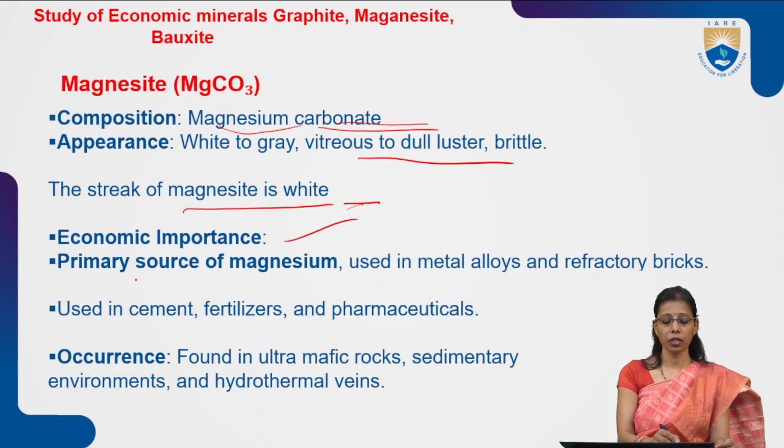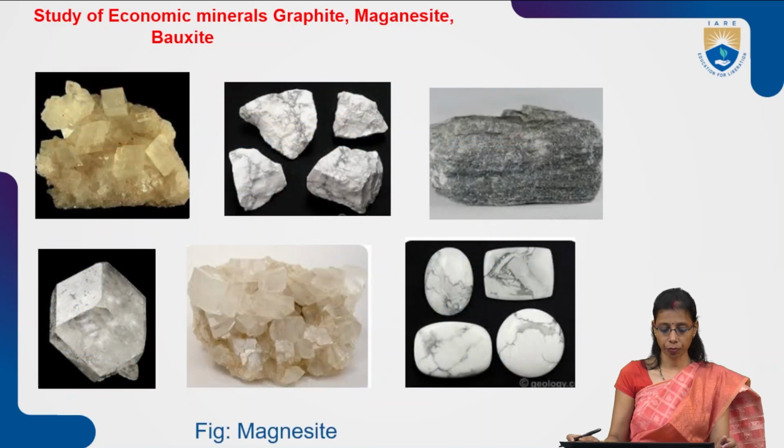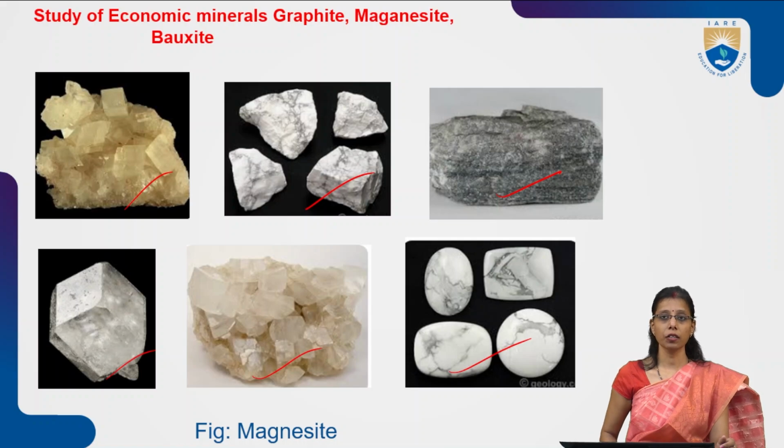Economic importance: it is a primary source of magnesium, used in metal alloys and refractory bricks, and used in cement, fertilizers and pharmaceuticals. Occurrence: it is found in ultramafic rocks, sedimentary environments and hydrothermal veins. Now these are the different kinds of magnesite. You can see it comes in different colors, depending on the variety and on the impurities present in it.